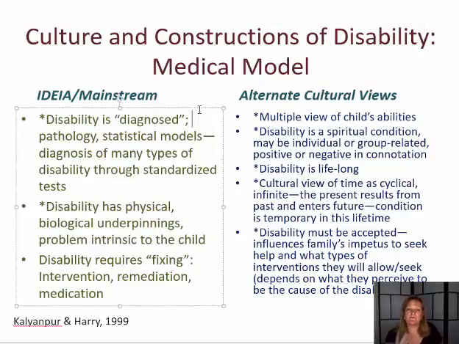And lastly, here are some in relation to this medical model of disability. In our mainstream culture, we have this very medicalized idea of disability, that it's diagnosed, we can treat it, and then students can move on. Whereas in other cultures, there are multiple views of a child's ability. Disability could be a spiritual condition. It could be a reflection on a former life. It's lifelong, but there's no need to fix it. That's just who the child is. In many cultures, the term disability doesn't exist because they accept people for who they are and what they come with, and it's not a fix-it model like we have in the United States.